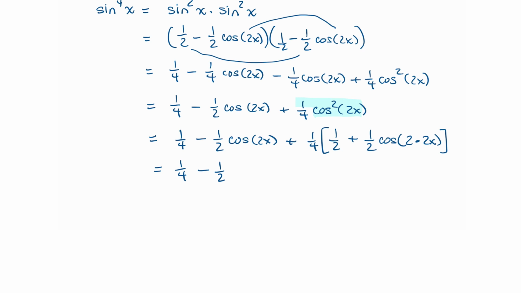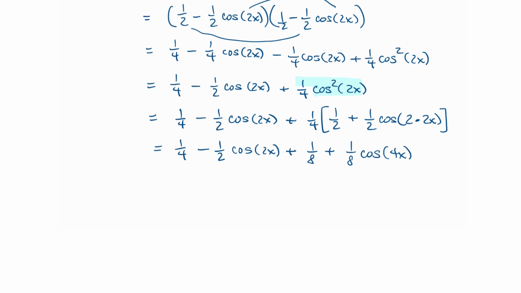So 1/4 minus 1/2 cosine 2x, plus I'm going to go ahead and distribute the 1/4 right away. So this is 1/8 plus 1/8 cosine 2 times 2x, which is 4x. And now we'll combine like terms, which is basically just the 1/4 and the 1/8. 1/4 plus 1/8 is 3/8. So you have 3/8 minus 1/2 cosine 2x plus 1/8 cosine 4x.